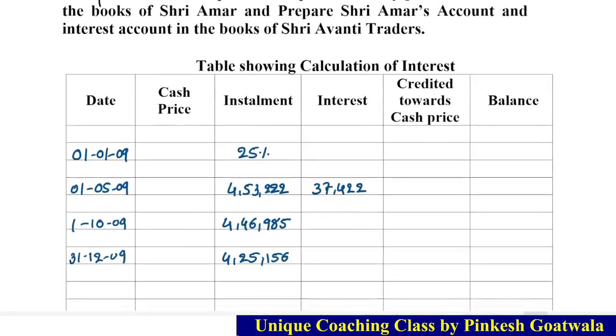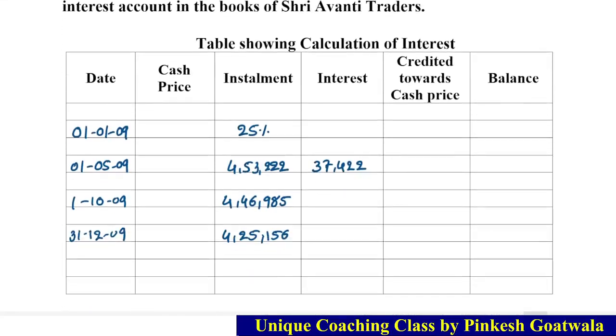4,53,222, 4,46,985 and 4,25,156. Here we saw that the rate of interest is not given. Now what to do? If the rate of interest is given, then we can start from the last installment and easily complete this sum. But the rate of interest is not given, then what to do?